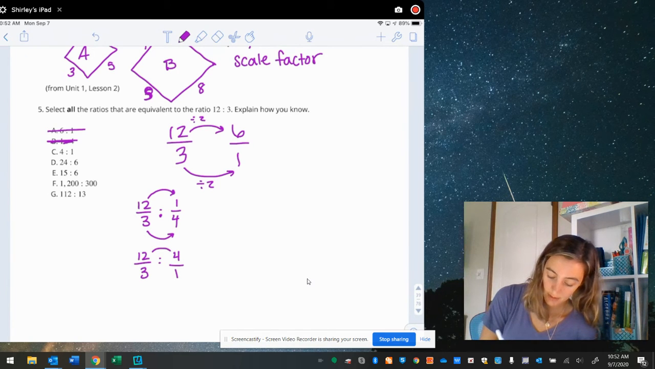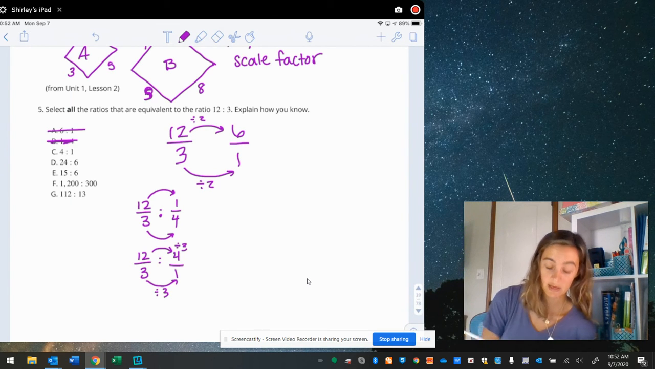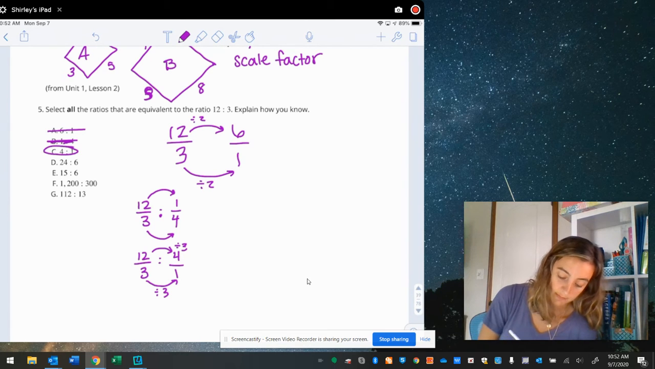Well, 12 divided by 3 is 4. 3 divided by 3 is 1. So that has the same scale factor there. So I'm going to circle C. What about 24:6? 12:3 compared to 24:6.